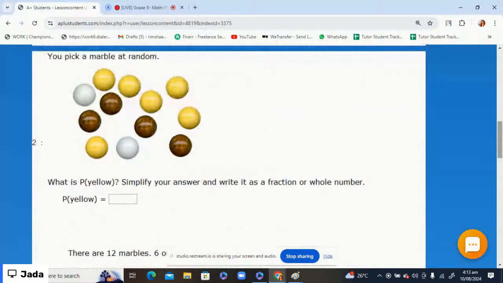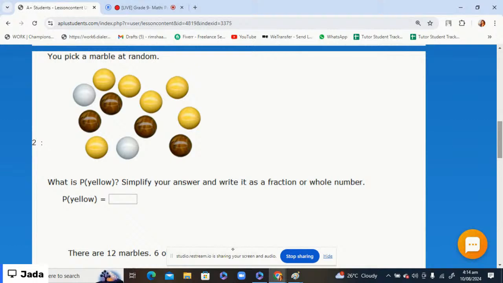So you pick a marble at random. Now you guys pick the marble randomly. How many total marbles? And they are saying, what is P? They are saying the probability for yellow. We are going to find the probability for yellow. First check the total, and then we are going to check for the yellow. So how many total marbles? Let's count. 1, 2, 3, 4, 5, 6, 7, 8, 9, 10, 11, 12.